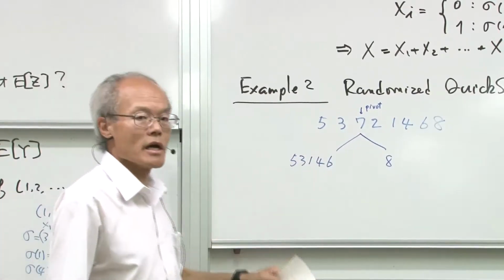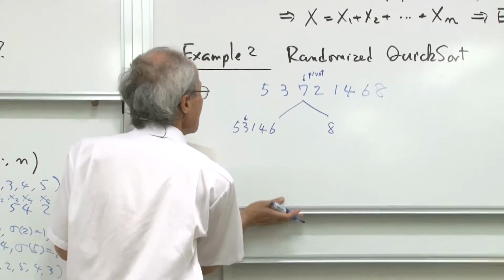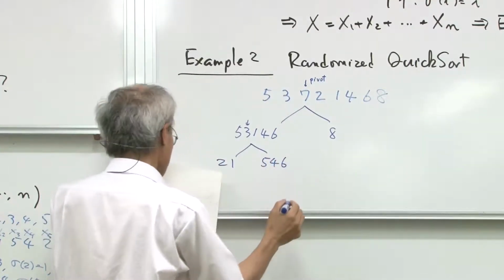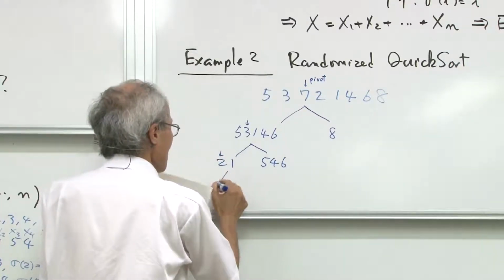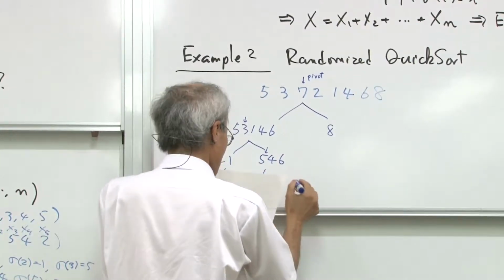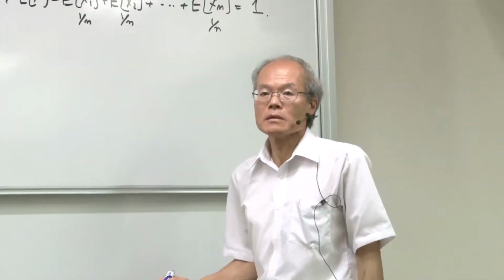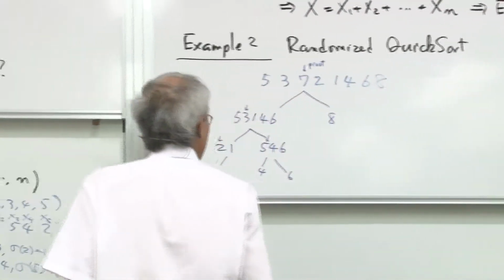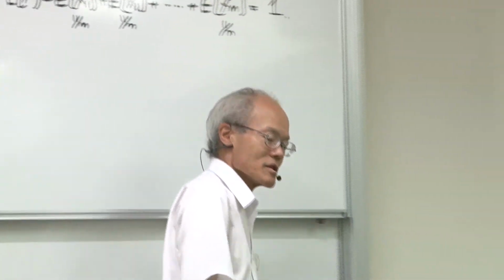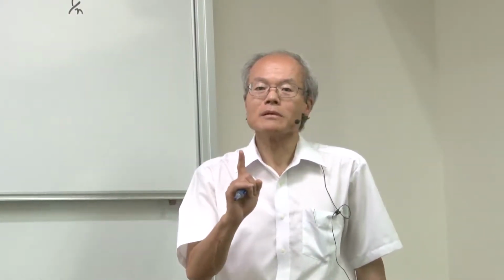So we have 2 groups, and we do exactly the same thing recursively. Next, maybe your pivot is 3. Then 2, 1, and 5, 4, 6. Then the pivot is 2, then 1. Your pivot is 5, then 4, 6. Okay, so we are done. We have done sorting. That means 1, 2, 3, 4, 5, 6, 7, 8. Okay? So let's look at this sorting process.